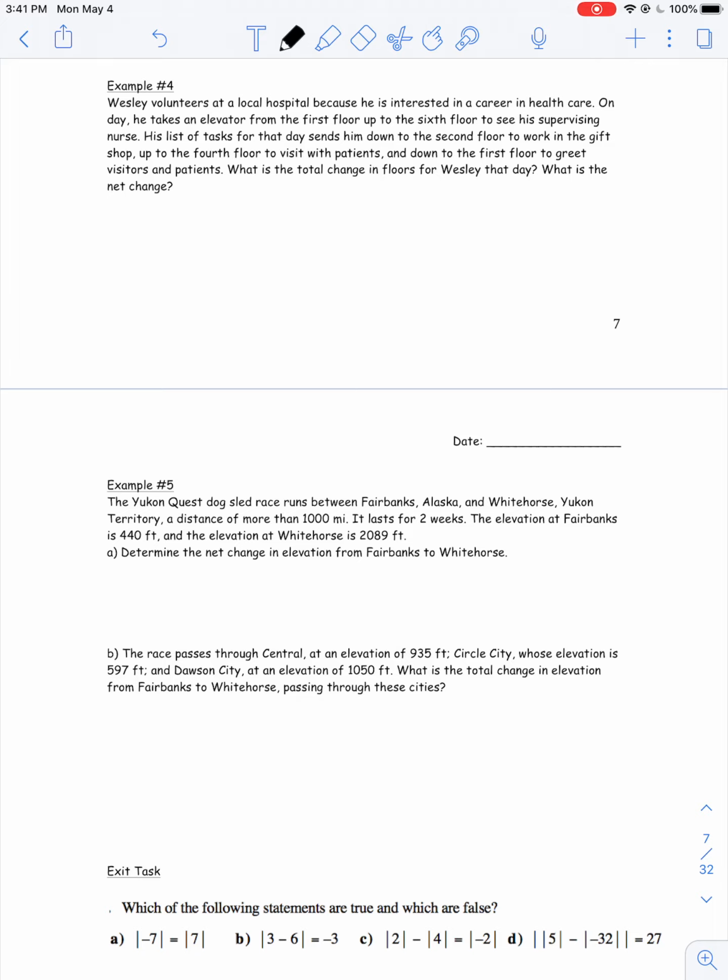Example number 4, Wesley volunteers at a local hospital because he is interested in a career in healthcare. On one day, he takes an elevator from the 1st floor to the 6th floor. So he goes from the 1st to the 6th, which means he is going plus 5 floors.